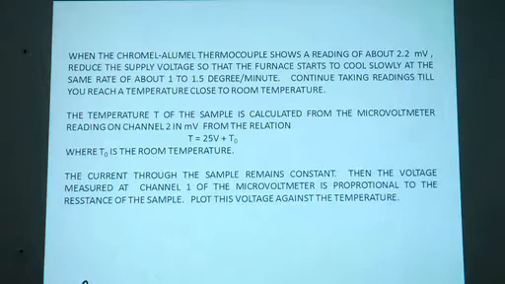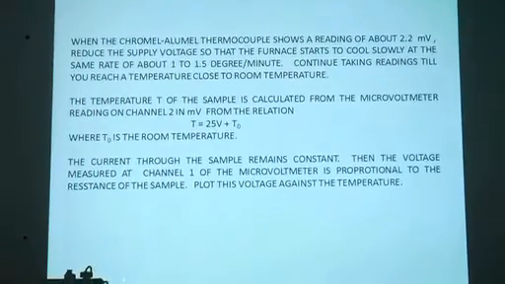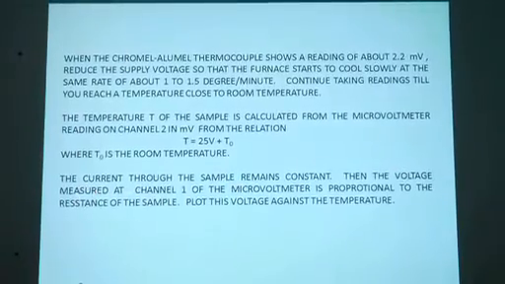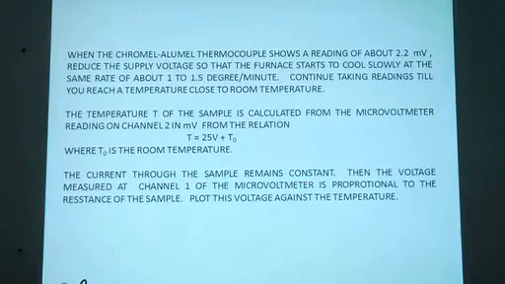The current through the sample remains constant. So the voltage measured at channel 1 of the microvoltmeter is proportional to the resistance of the sample. The temperature T of the sample is calculated from the microvoltmeter reading on channel 2 in millivolts. You multiply the reading in millivolt by 25 and add room temperature. That is the temperature of the sample.